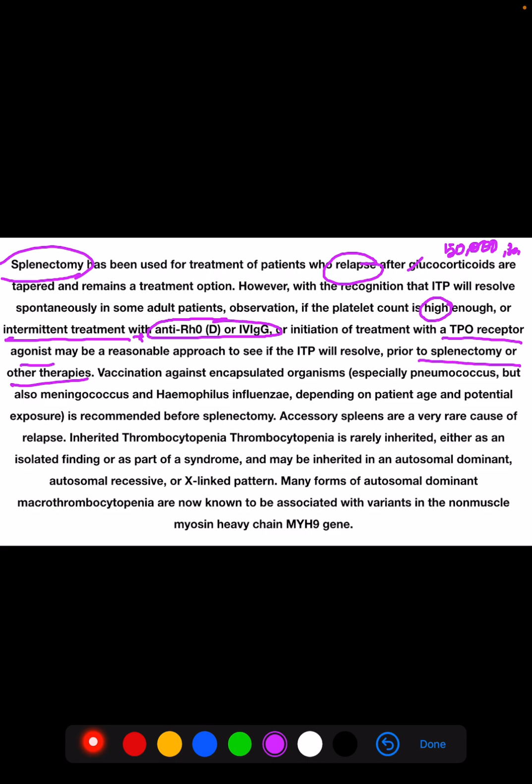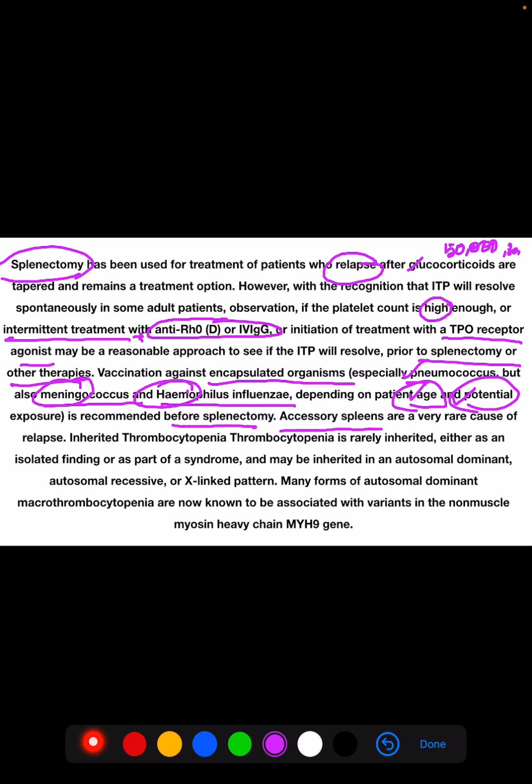And vaccination against encapsulated organisms, especially pneumococcus, but also meningococcus and Haemophilus influenzae, depending on the patient's age and potential exposure, is recommended before splenectomy. So before splenectomy, we have to vaccinate the patient against the encapsulated organisms. What are these encapsulated organisms? Pneumococcus, but also meningococcus and Haemophilus influenzae. So vaccination has to be done against these organisms, depending on the patient's age and potential exposure.